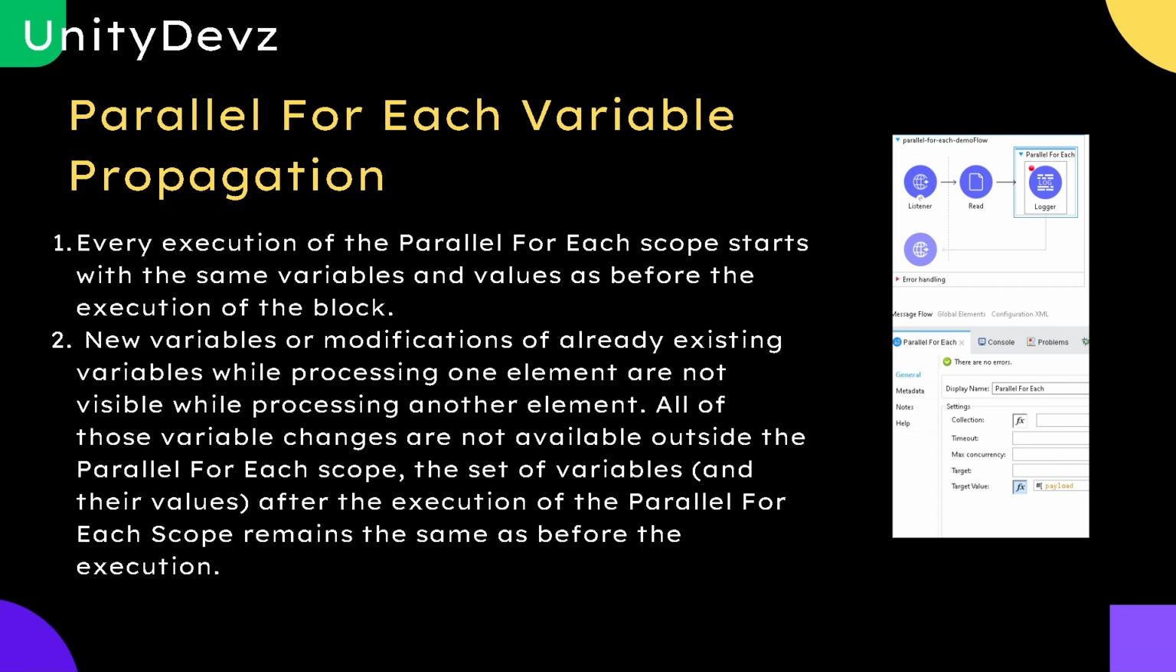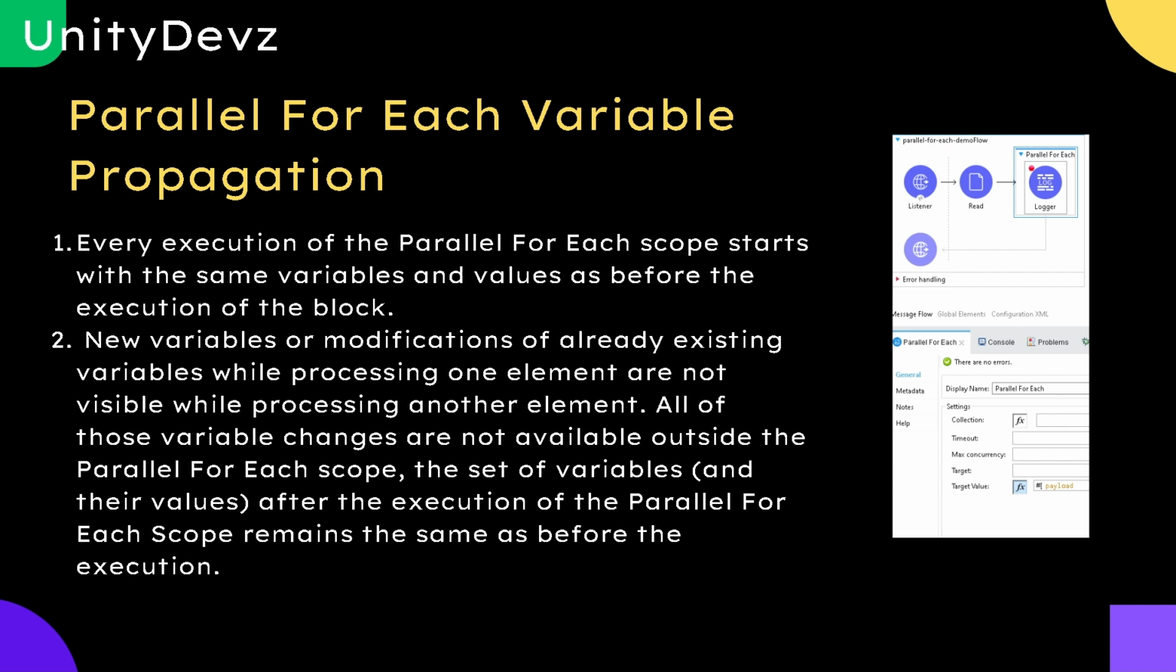Now, parallel for each variable propagation. The first point written is that every execution of the parallel for each scope starts with the same variables and values as before the execution of the block. So whatever variables we specified initially before executing parallel for each, that same variable value will be available for all the elements which parallel for each executes parallelly. The variable value will not differ.